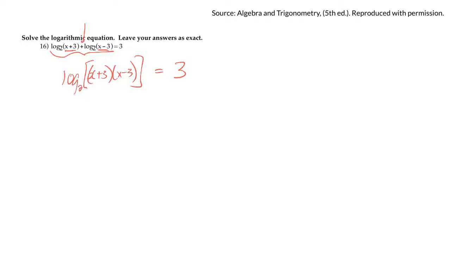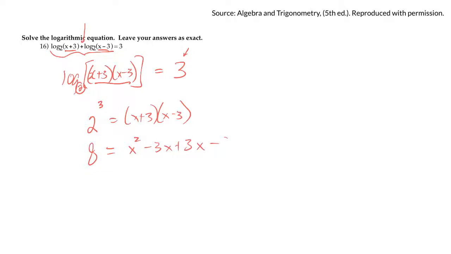Then I change it from log form to exponential form. So here's my base. So 2 to the third is equal to this, x plus 3 times x minus 3. So 2 cubed is 8. Let's FOIL this together. So it'll be x squared minus 3x plus 3x minus 9. So that's x squared, those cancel, minus 9 equals 8. And now, usually if it's a quadratic, I bring everything to one side. But if there's no x term, it might be easier to use the square root principle. So I'll add 9 to both sides, and then I'll take the square root.